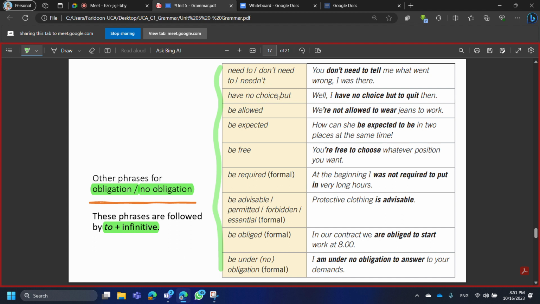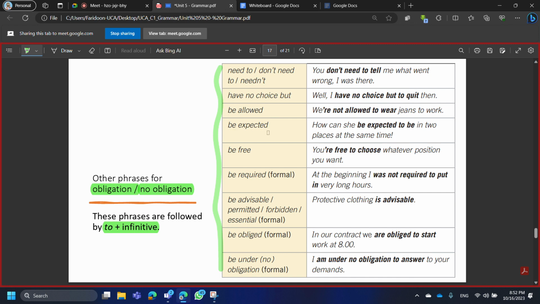It's showing obligation. Let me also tell you what they show, okay? Need to shows obligation. Don't need to shows no obligation. Needn't also shows no obligation. Have no choice but shows obligation. Be allowed, sorry, shows no obligation, because you are allowed to do whatever you want.